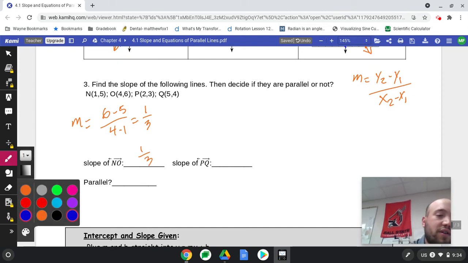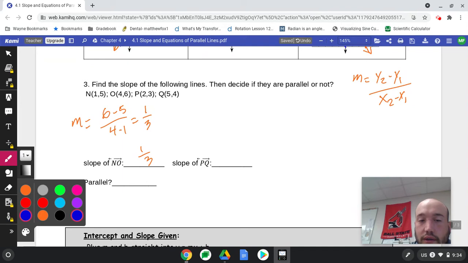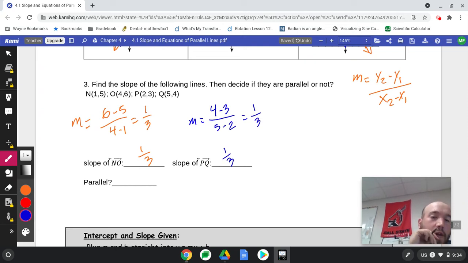Now in a different color here in blue, I'll do PQ. So once again, 4 minus 3 will be our slope. That's the y. 5 minus 2. And as you can see, we will get 1 over 3, so 1/3. So if it is 1 over 3 and 1 over 3, are they parallel? Yes.